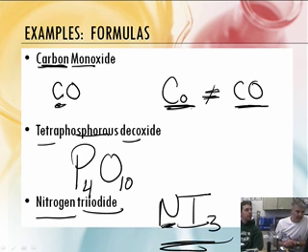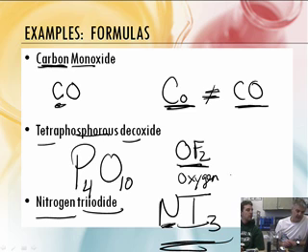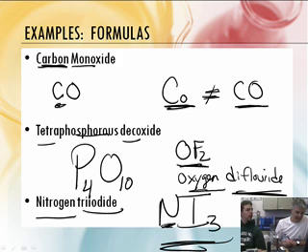Can we do an example where we have the formula and we go to the name? Sure. How about OF2? Okay, normally I would put mono oxygen because there's one, but we don't like to start the first one with mono. So it's oxygen difluoride. If there's only one of the first element, we don't put the mono. But if there's only one of the second one, we do put the mono. That's correct. That's it, guys.